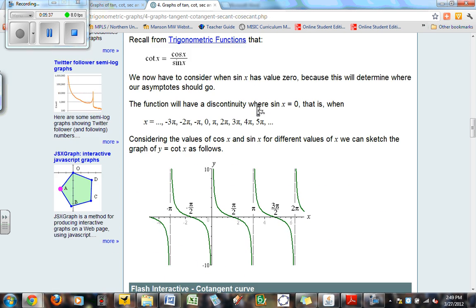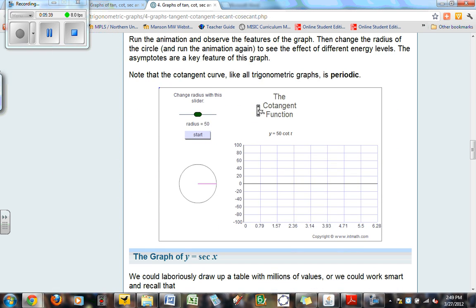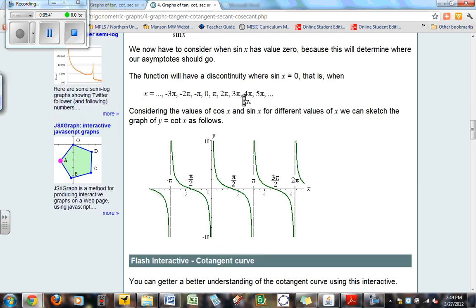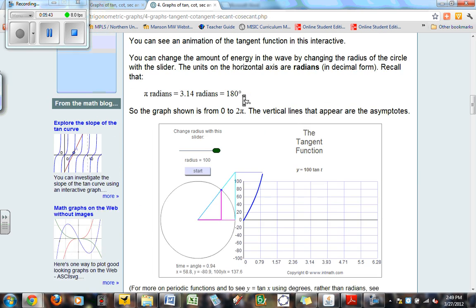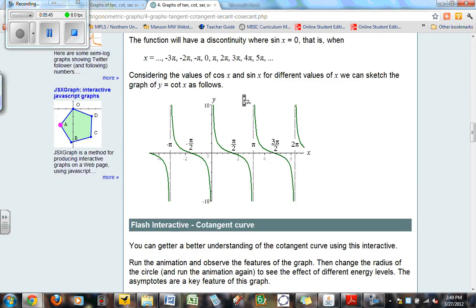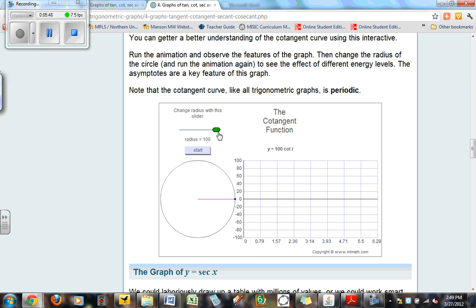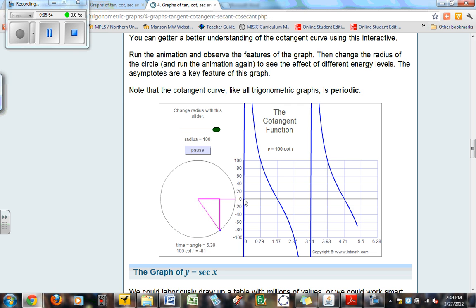Continuing on in the same sense, or sorry, that was the tangent function that I just played. And then the cotangent function is where tangent was 0, now it's going to be undefined. So tangent was 0 at x equal to 0, and now it's undefined. There's an asymptote here. Same thing with that pi. Tangent was 0, now there's an asymptote there as well.